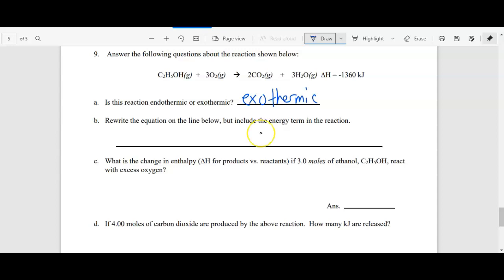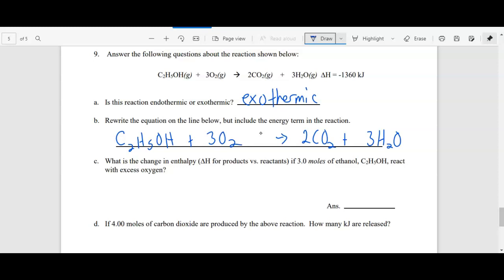Rewrite the equation on the line below, but we're going to include the energy term in the reaction. That means we're going to take delta H and actually make it a part of the equation. We're going to set up the same thing here: C2H5OH plus 3 moles of O2 yields 2 moles of CO2 plus 3 moles of H2O. And now we need to decide, where does our 1,360 kilojoules go? Does it go on the product side or on the reactant side? The left or the right?